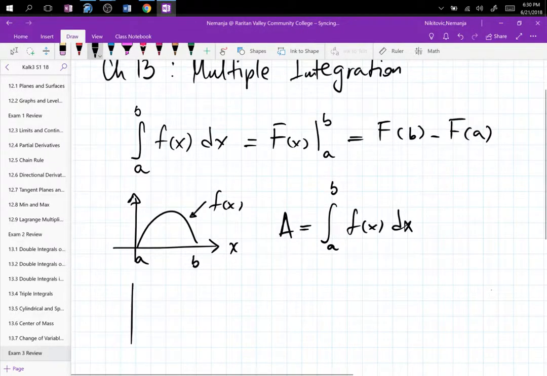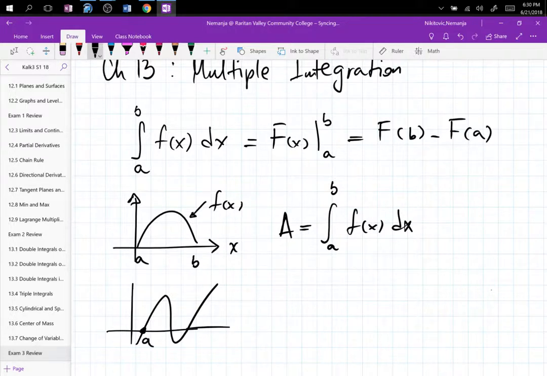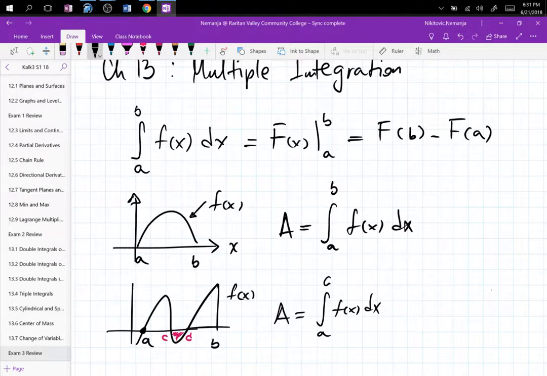Now, in case your function dips below, something like that, and you are again on the interval, let's say a to b for this f of x, you have this red part over here, which is the dangerous part. So I'm going to come up with c and d limits here. This region, to find the area, will have to be calculated with 3 integrals, because I do have 3 different regions. The integral from a to c of f of x is above the x-axis, so I don't have to do anything with that one.